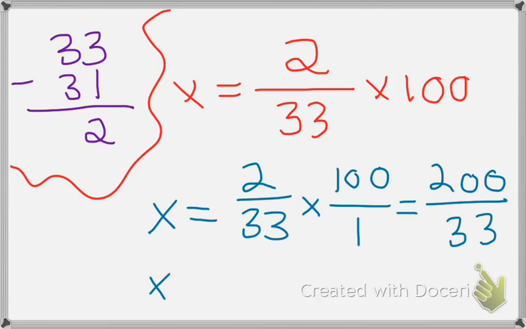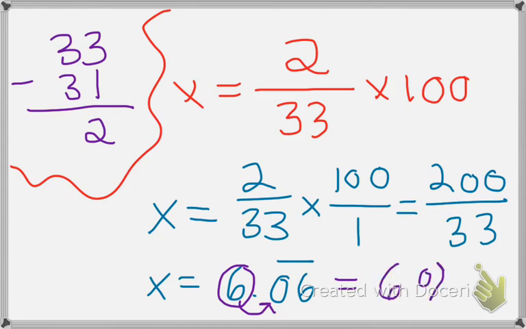When I do that, I get x equals 6.0606, so basically it's 0.06 repeated. Now in this case, I want to round to the nearest whole percent. So I look at the whole number, which is the 6. I look at the number to the right, which is a 0. 5 or higher, up the score, 4 or less, let it rest. I'm going to let it rest. So my percent error was about 6%. So remember, it's basically the same exact thing as percent of change. It's very, very similar.